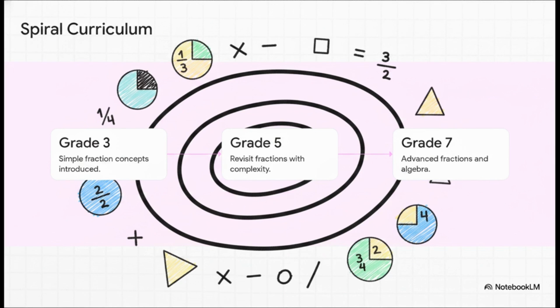The idea is you don't just teach a topic once and say goodbye. Nope. In grade 3, you introduce simple fraction concepts. Then in grade 5, you revisit those same fractions but with much greater complexity. By grade 7, boom, you're tackling advanced fractions and linking them directly to algebra. Concepts aren't just repeated, they spiral upwards, getting deeper and more abstract as the kid matures.